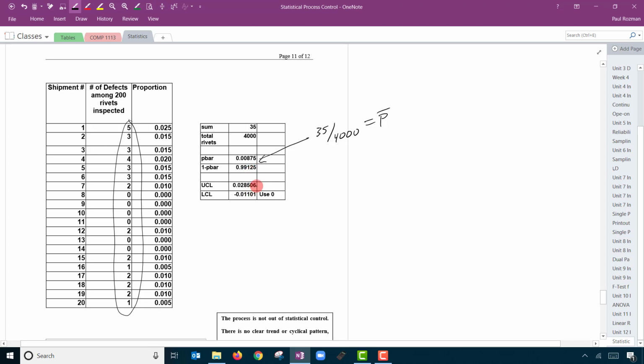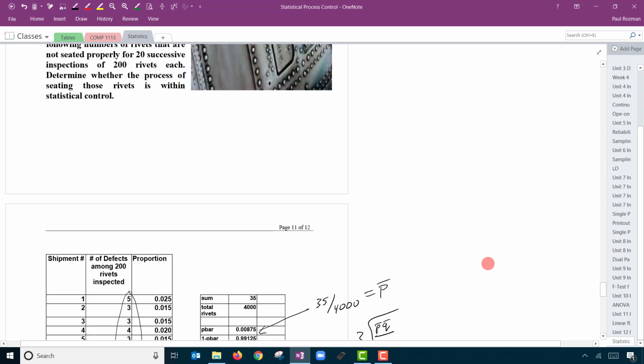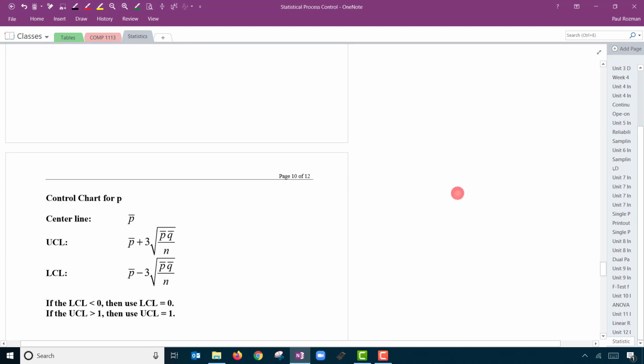We determine our upper and lower control limits. Basically, the error is 3 times the square root of P bar Q bar over N, is it N? Yeah.